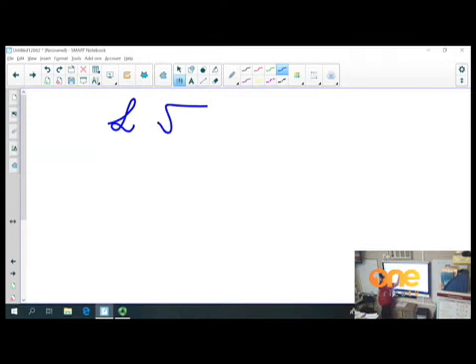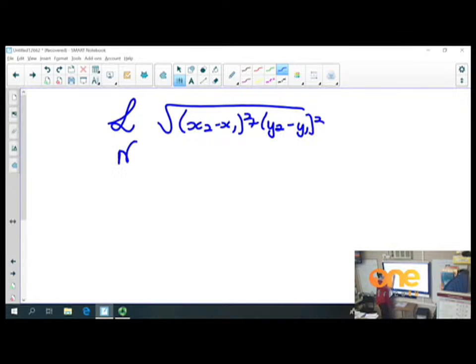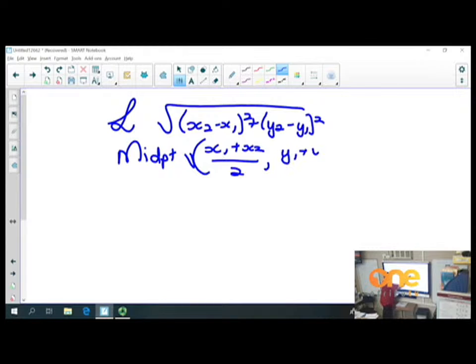Formulas: the length, which is the square root of (x2 minus x1) squared plus (y2 minus y1) squared. The second one was the midpoint formula, and this is coordinates, so it's (x1 plus x2) over 2, and then (y1 plus y2) over 2, so finding the midpoint. And you will see how we're going to use this now in the next questions today.